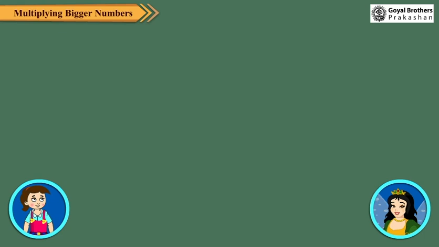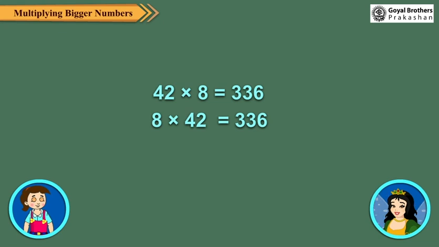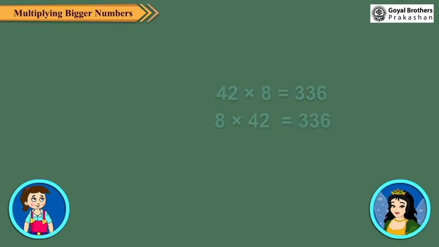Two numbers can be multiplied in any order. The product remains the same. In other words, multiplicand and multiplier can be interchanged. For example, the value of 42 multiplied by 8 is same as that of 8 multiplied by 42.